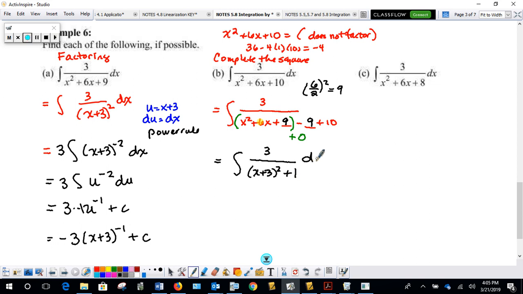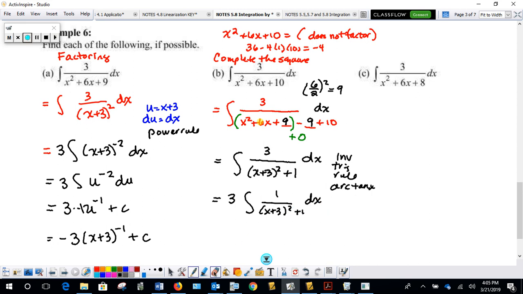And once I do that, and I probably should add my dx in up here, then when you look at this, I have a perfect square plus 1 on the bottom. That 3 on top can come out. This is the inverse trig rule. So when I look at this, I'm going to pull the 3 out because it doesn't have anything to do with it. And the inverse trig rule is that this is arc tangent of x. So I'm going to have 1 over (x plus 3) squared plus 1 dx.